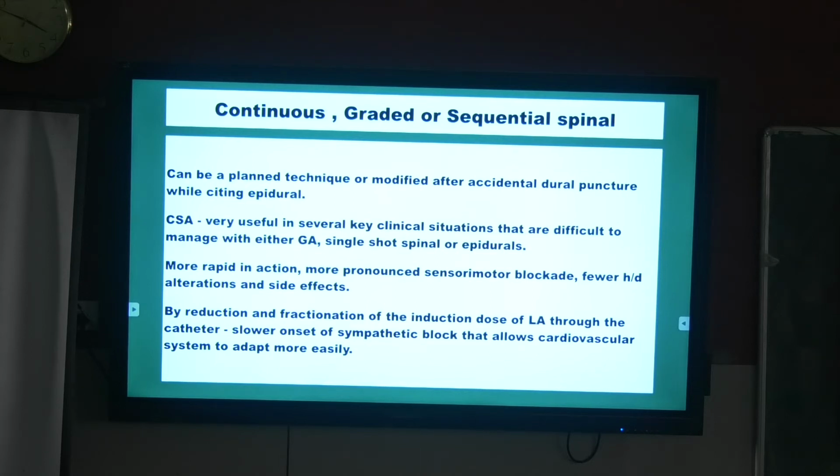The indications for this continuous spinal anesthesia are also given in Miller's. They have given indications of severe aortic stenosis, DPCM. These all cases can be done under continuous spinal anesthesia.